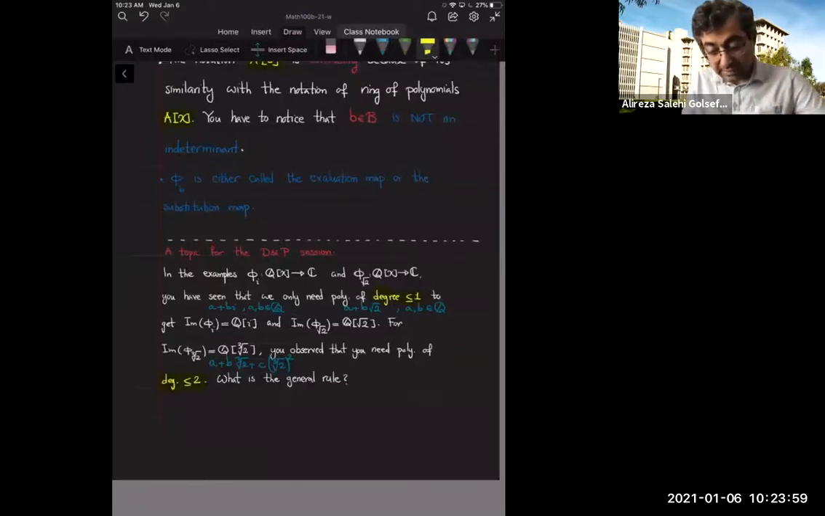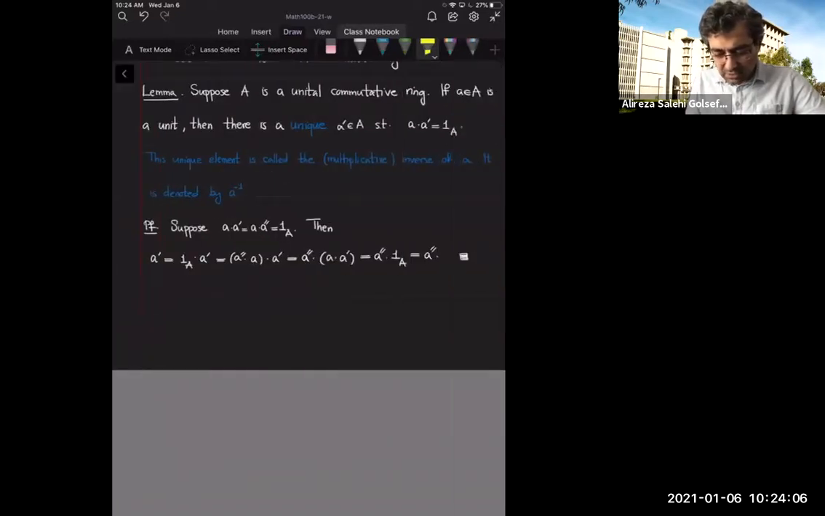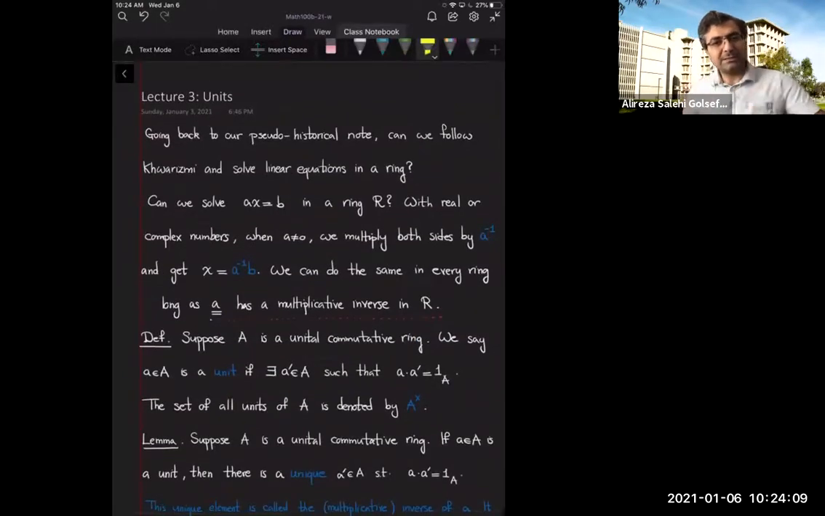Okay, now let's go to the next topic, and that's units. So what are units? Let's recall that I started the whole thing by saying that Khwarizmi started algebra by studying linear and quadratic equations. Let's start with linear equations now, but try to do it for an arbitrary ring. What do I mean by that? Can we solve the equation AX equals B in a given ring R? Of course, over complex numbers or real numbers, as soon as A is not 0, I can multiply both sides by A inverse. I end up getting that X is A inverse B, the unique solution of such a linear equation. But what about an arbitrary ring?